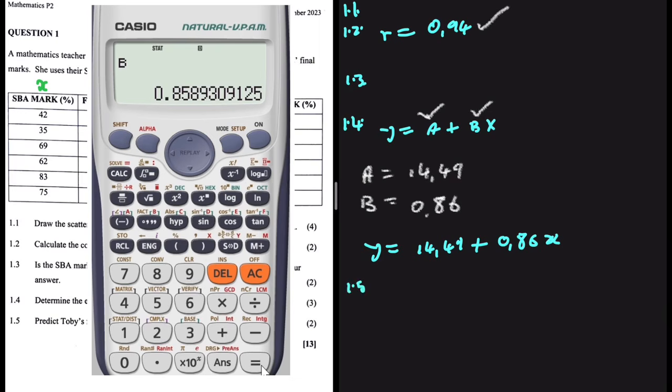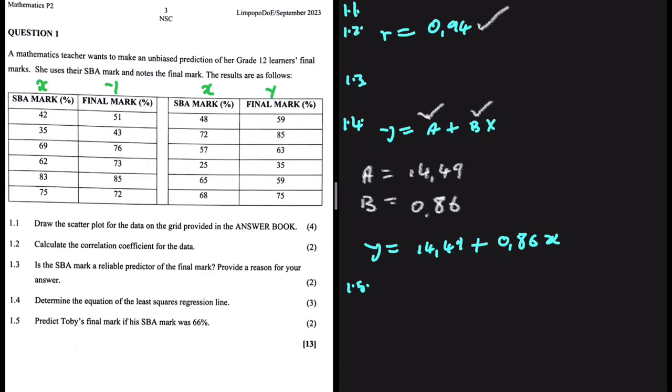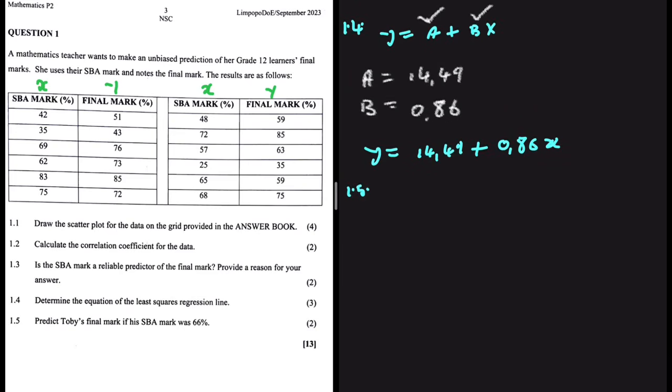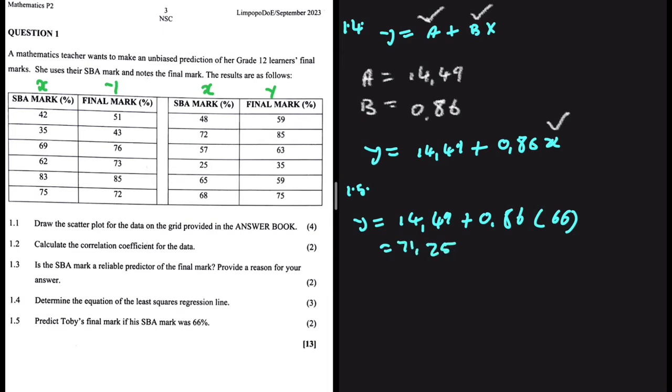Let's look at 1.5. Predict Toby's final mark if his SBA mark was 66%. So we just need to substitute 66 into our equation. We're going to have y equals 14.49 plus 0.86 multiplied by 66. Let me just go ahead and do that using my calculator. I'm getting 71.25. So that will most likely be Toby's final mark if his SBA mark is 66%.